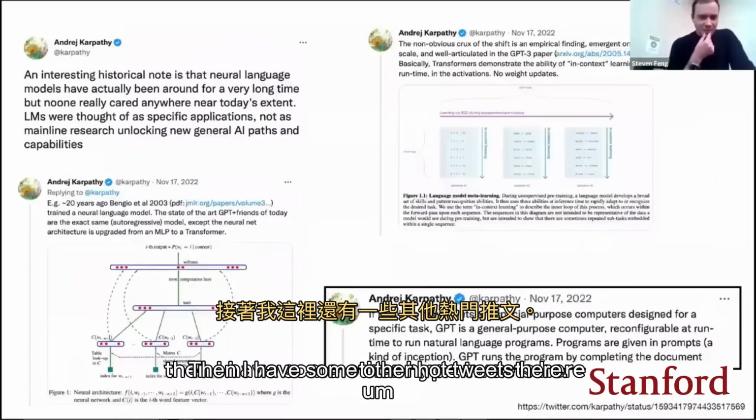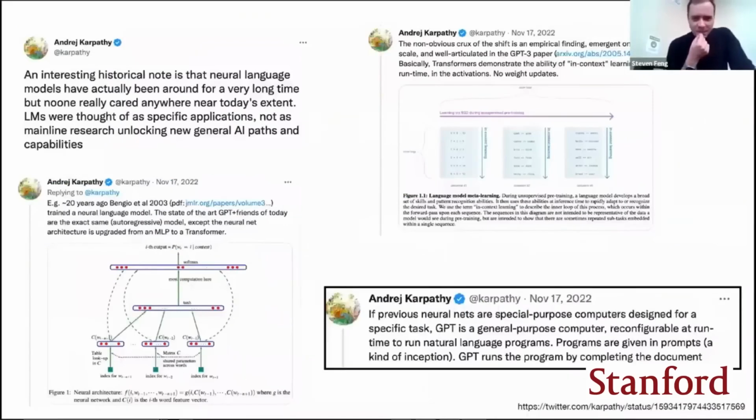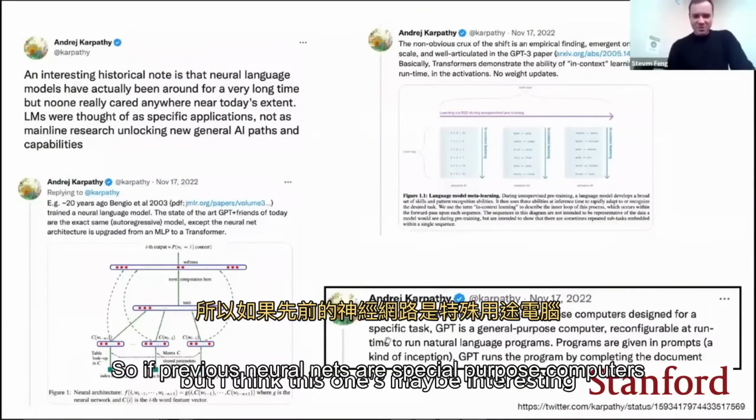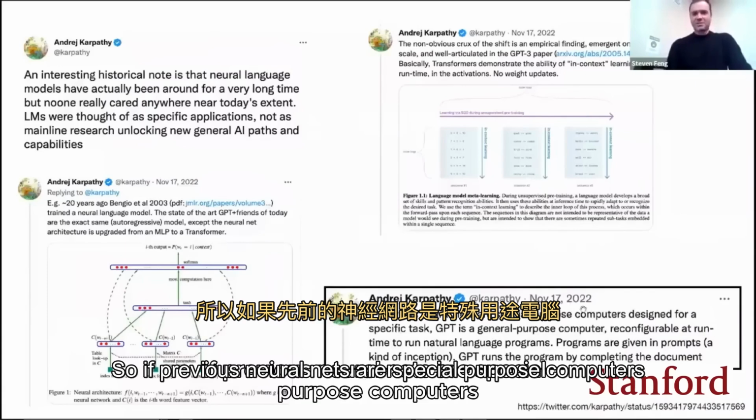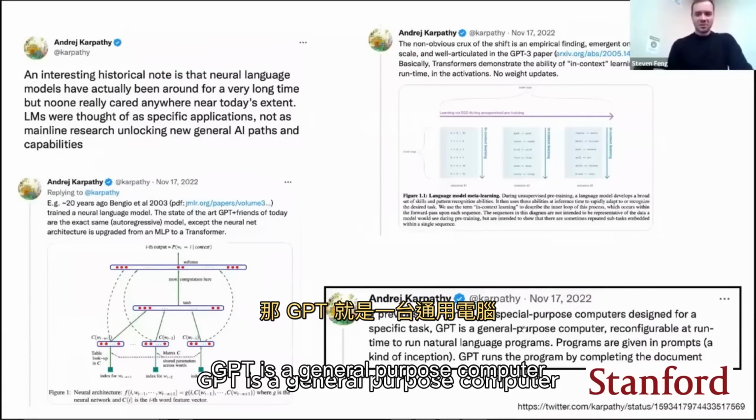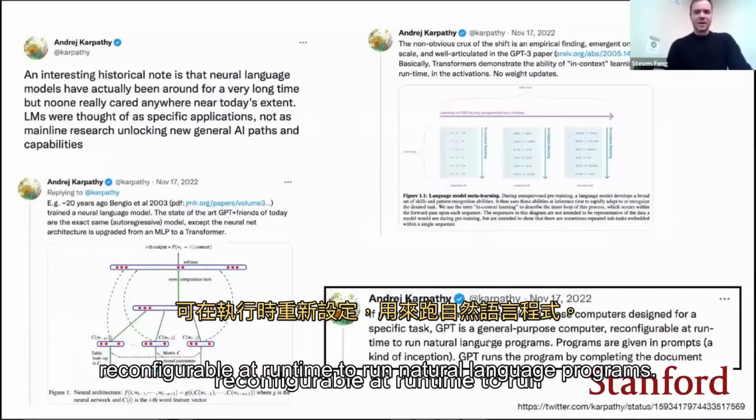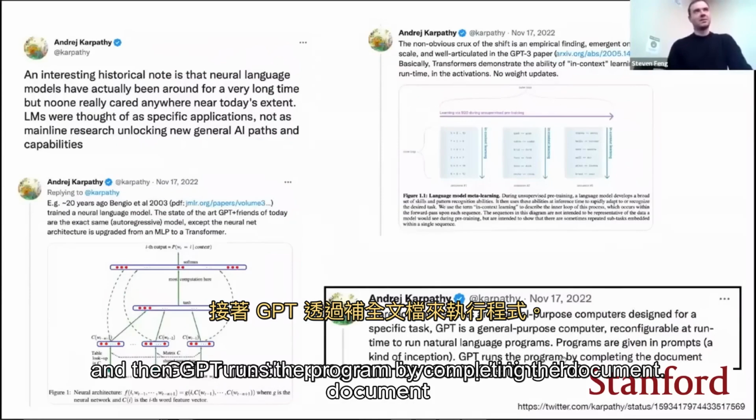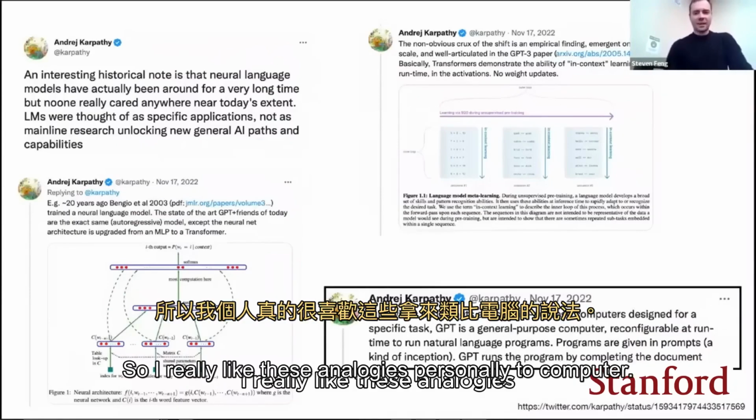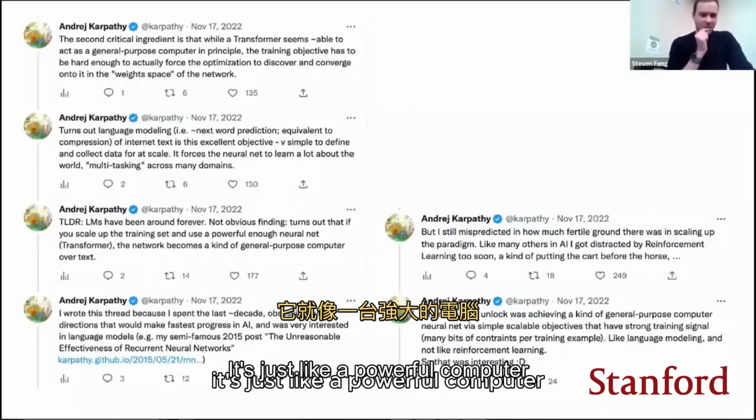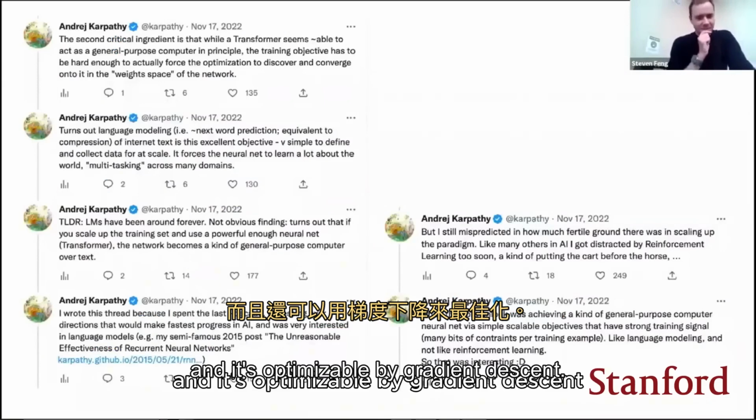Then I have some other hype tweets here. Anyway, you can read them later, but I think this one is maybe interesting. If previous neural nets are special purpose computers designed for a specific task, GPT is a general purpose computer reconfigurable at runtime to run natural language programs. The programs are given as prompts, and then GPT runs the program by completing the document. I really like these analogies to a computer. It's just like a powerful computer, and it's optimizable by gradient descent.